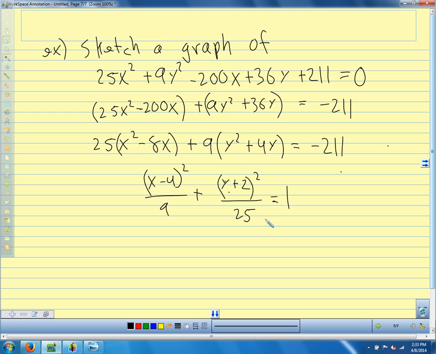And then to sketch our graph, we know our center is at (4, -2). Our distance from the center to the vertex is 5. The distance from the center to the co-vertex is 3. And we can plot those points and sketch out our ellipse.